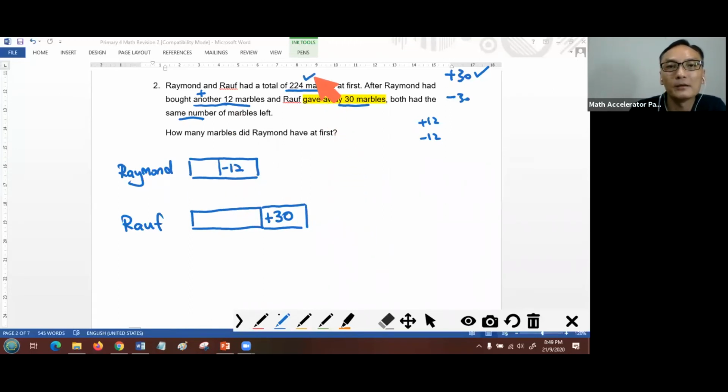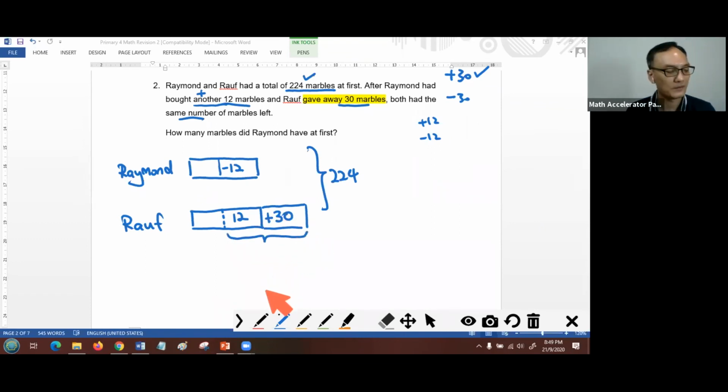Then we add back the beginning information. So there are 224 at the beginning. So the next thing, so here is 12. Here is also 12. Right? So now, what's the total of these two numbers? 42.